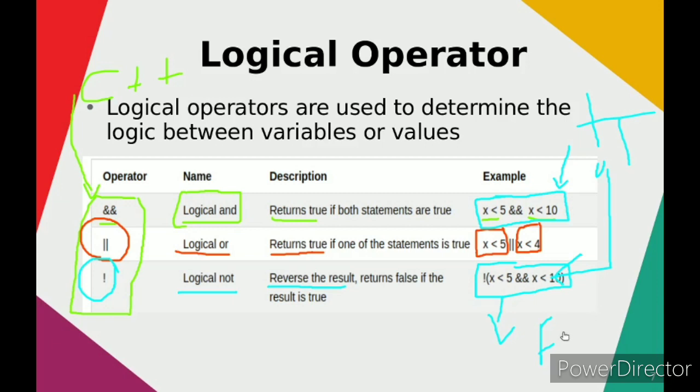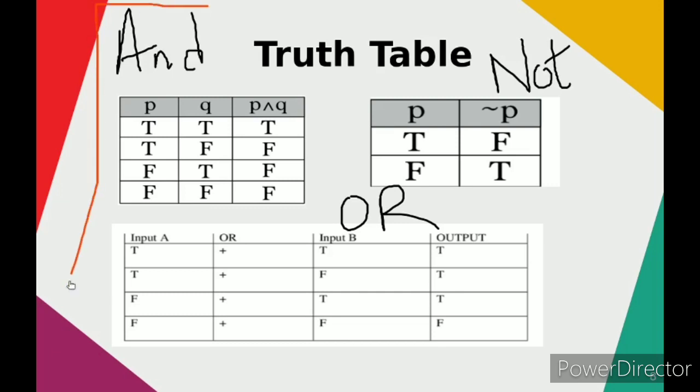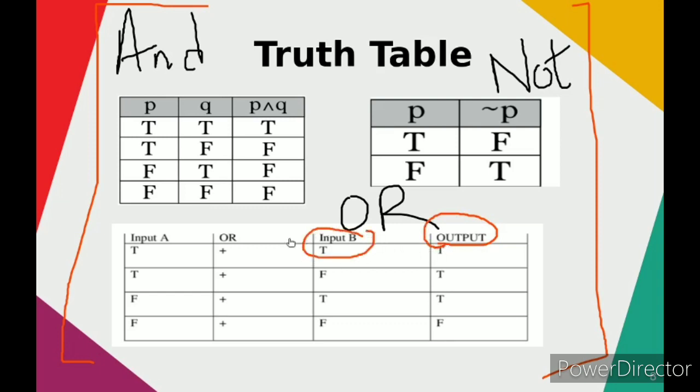Now, before we go ahead and make use of logical operators in our program, let us talk about the truth table. Now, this is something that is known as the truth table, and what it does is that it helps us to determine how the output will change as per the change in our inputs.